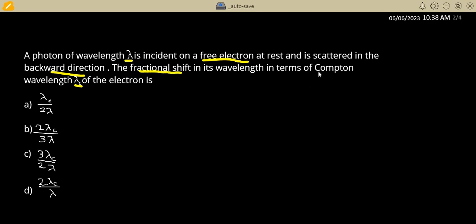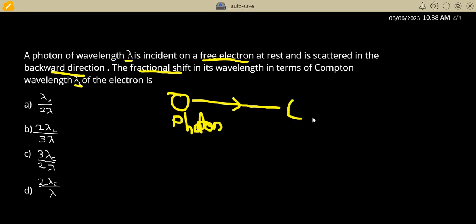First of all, we have to know about Compton's rule. Compton's effect works with X-rays. Whenever a photon is incident and hits an electron, it is going to produce an individual electromagnetic wave. What is the electromagnetic wave produced here? Yes, X-rays.